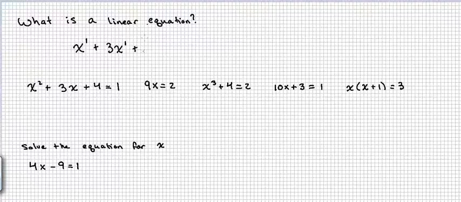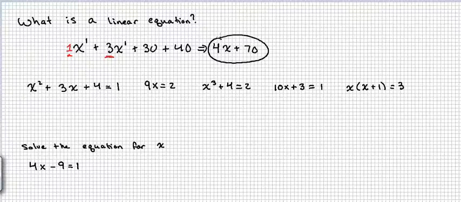We could add on a 30, could add on a 40. Although it wouldn't be simplified, this would still be a linear equation. And if we wanted to simplify it, you know what to do now. We're going to just take this term and add it to the one that's assumed to be here. That'll give us 4x. And anything to the first power we know is just that number. So then we're going to add this 30 and 40 and get 70. So this would be our linear equation. Set that equal to 0.